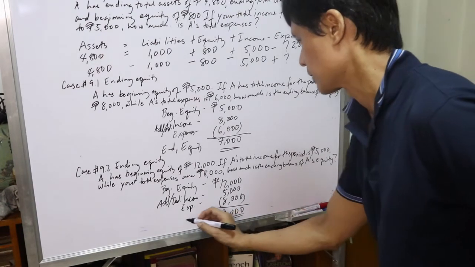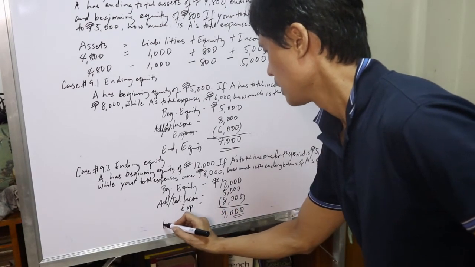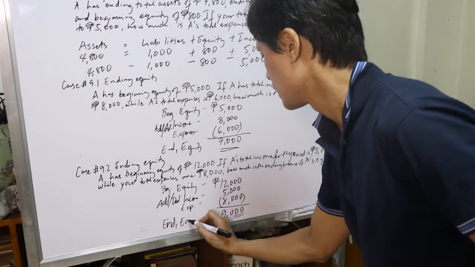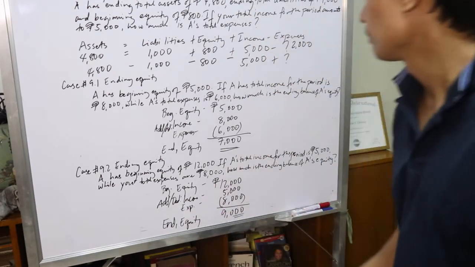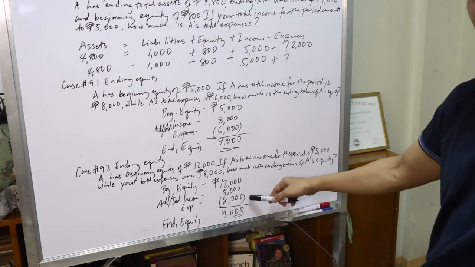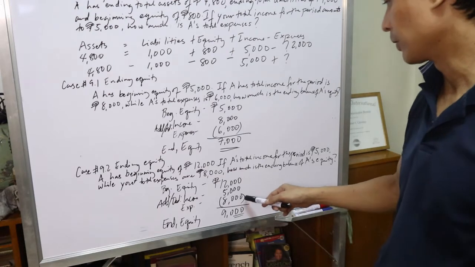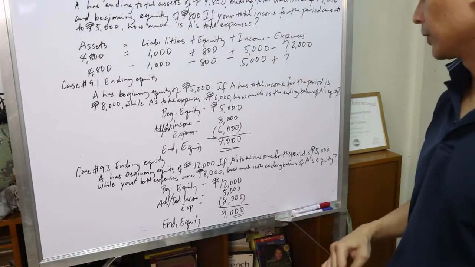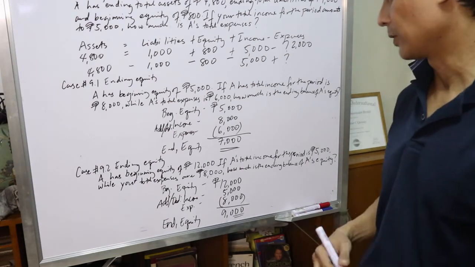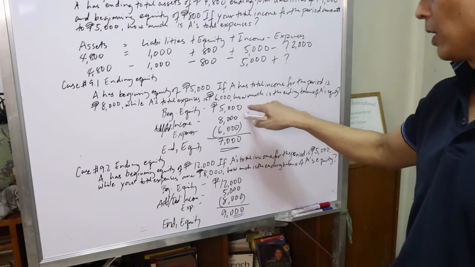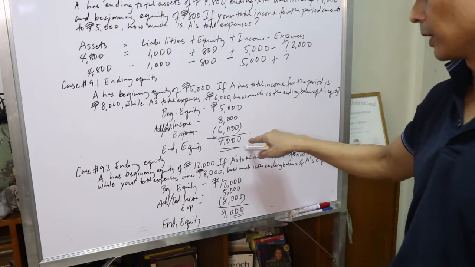You can check out the answer. So this would be ending equity. So you see the changes in the equity, no? From 12,000 naging 9,000 na lang. Why? Kasi mas malaki yung expenses for the period kesa dun sa income niya, so that's why it's 9,000. Pero dito mas malaki yung income niya kesa dun sa expenses. Kaya from beginning of 5,000 naging 7,000.